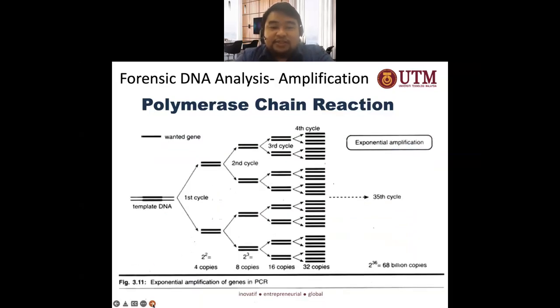So basically, this is also in terms of the diagram. One template DNA, after the first cycle, you have 2 DNAs. After the 4th cycle, and you imagine after 25 cycles, you have thousands of millions even of your DNA copies.